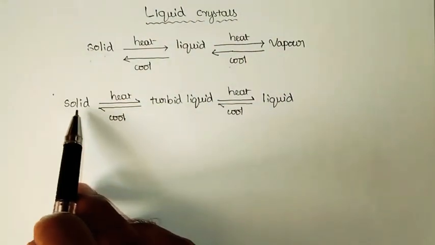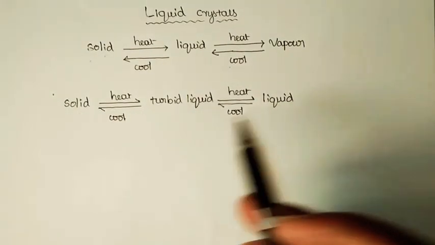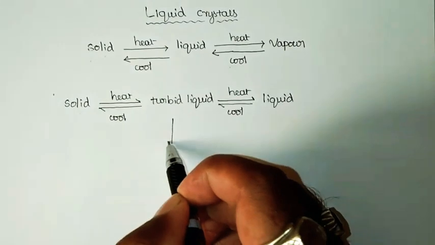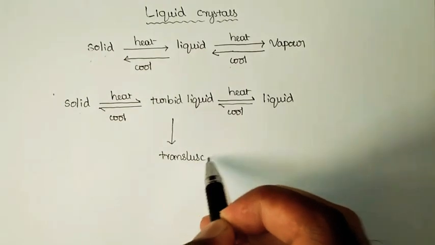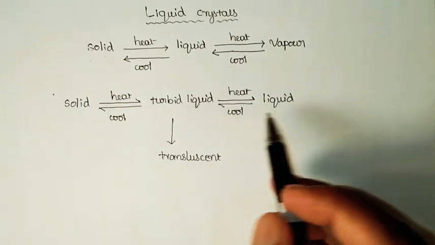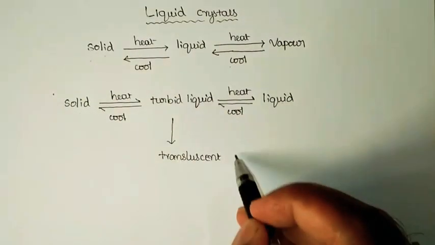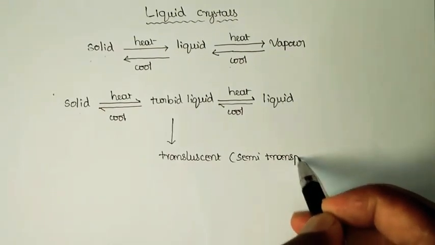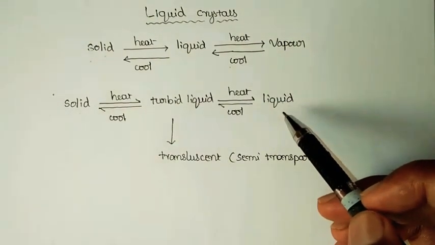And here you can observe that between the phases of a true crystalline solid and a true liquid, we are observing the presence of a turbid liquid, and this turbid liquid is actually translucent in nature. That means it is not as clear and transparent as a true liquid. The turbid liquid is semi-transparent, but not completely transparent like a true liquid.